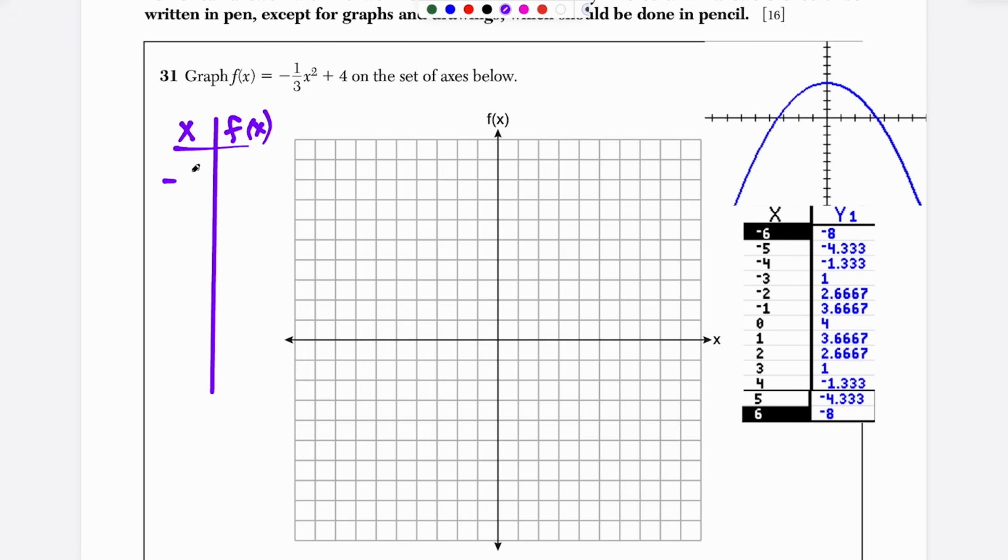So let's say I have x equals -6. The y value there is going to be -8. And then the next one I would use is -3 for x, +1 for y. And then we have 0, 4. And then we have 3, 1. Okay, and then the last one will be 6, -8. So these are the points that I'm going to plot, and I'm going to connect them here with this parabola shape.